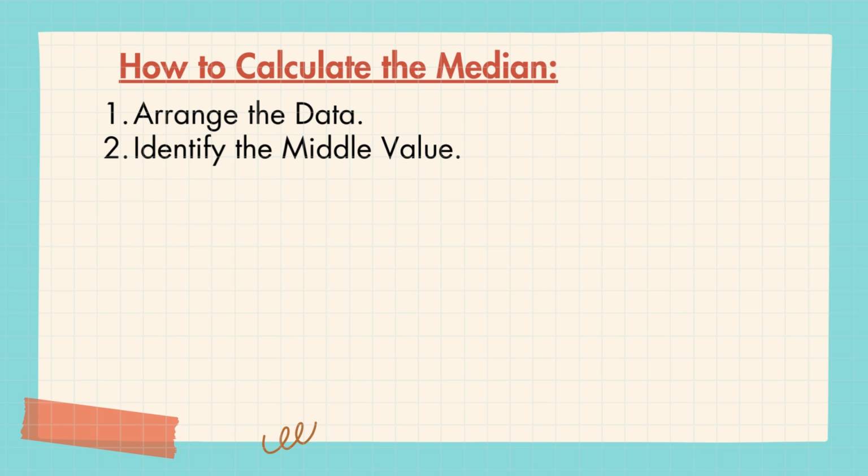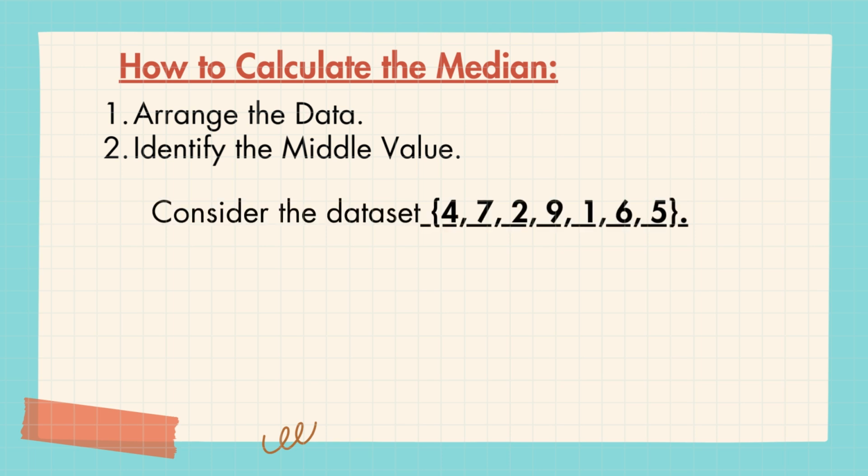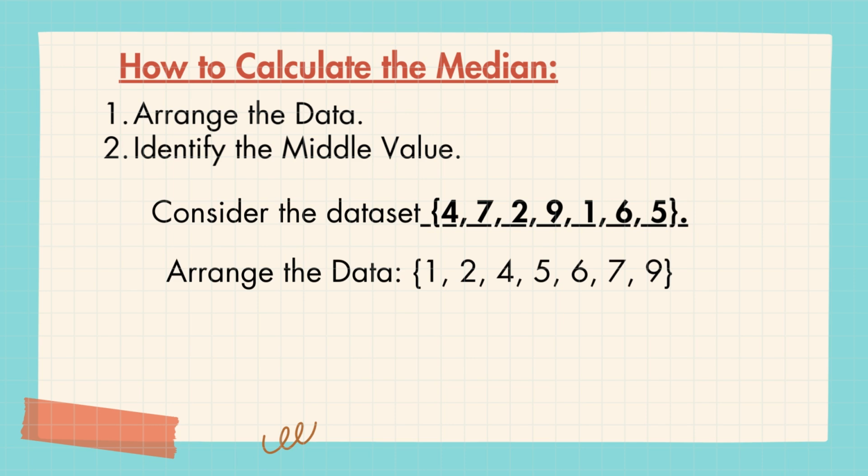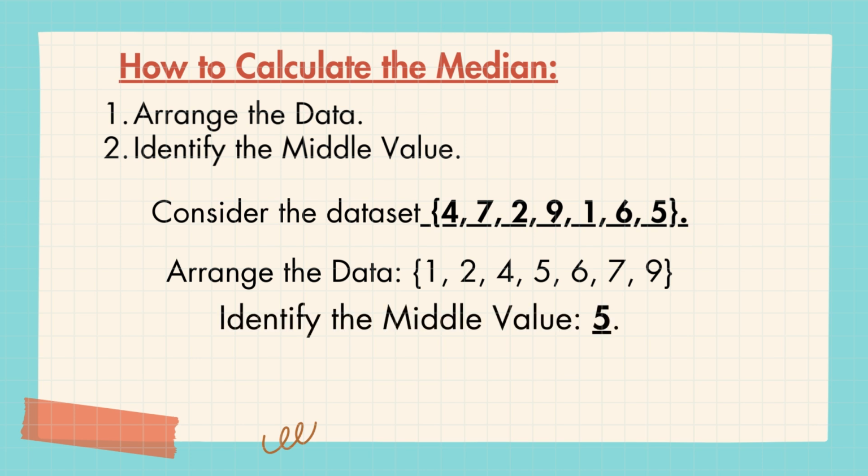Let's take an example. Consider this dataset. First of all, we arrange it. Then, we identify the middle value. Since there are 7 values, the middle value is the fourth one, which is 5. So, the median of this dataset is 5.